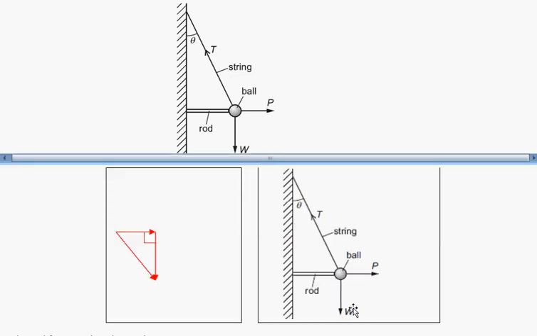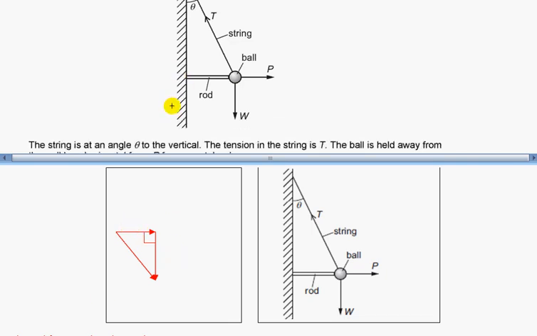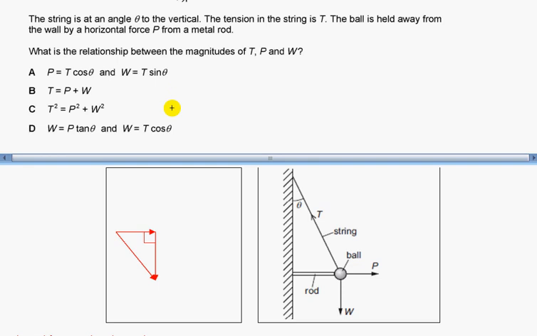So this is a picture. I add these forces and I get a closed triangle because the forces are balanced. The angle between P and W is 90 degrees, so we have a right-angled triangle and we use the Pythagorean theorem. So T squared will be P squared plus W squared, and among the choices here, it is C.